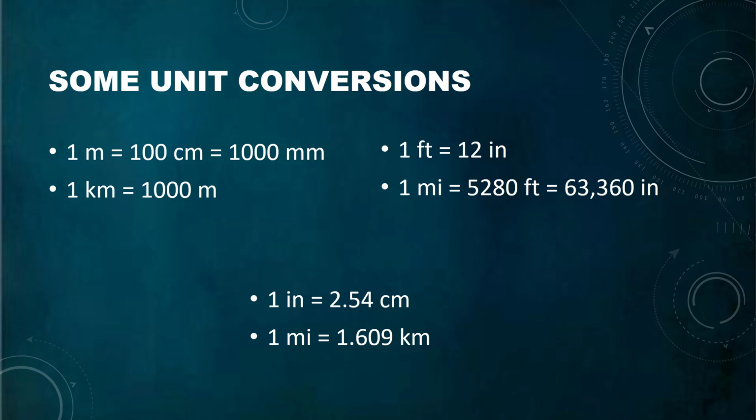In imperial units, 1 foot equals 12 inches, 1 mile is 5,280 feet, and then if we multiply that by 12 inches a foot, we get 63,360 inches per mile. And then down at the bottom are conversions between the two sets of units.